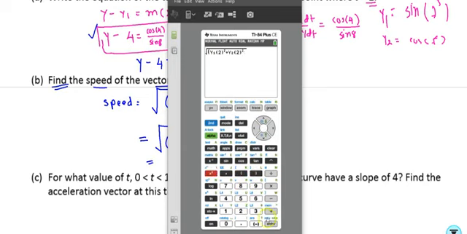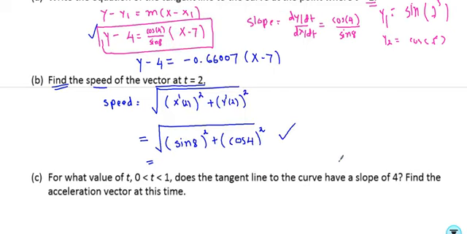Now the calculator answer must be at least 3 to 4 decimal places. I prefer 4 decimal places. So let's take a look at one more time here. If you keep this, it is perfectly all right, or you have to write 1.57. This is the speed. Not all the time is this that easy. Sometimes it's very complicated, so you have no choice but to use the calculator.